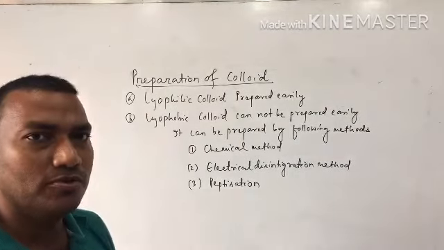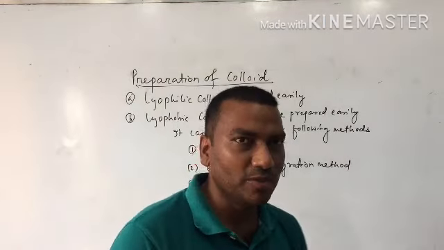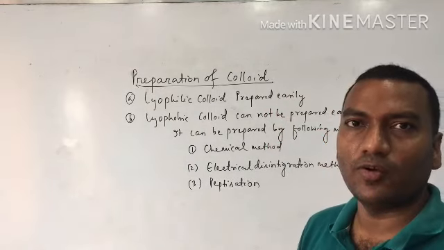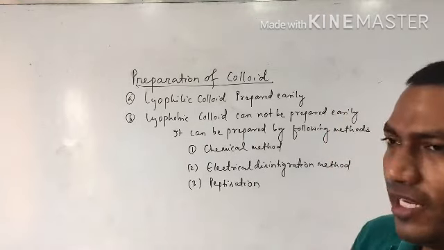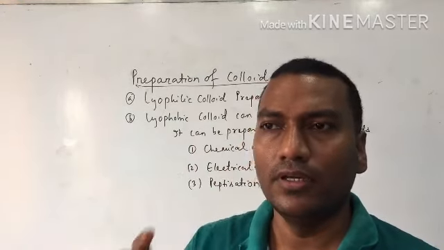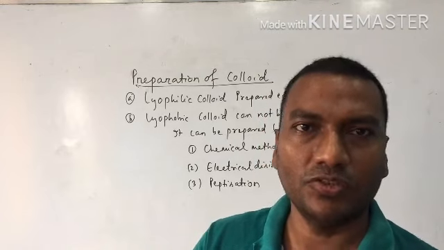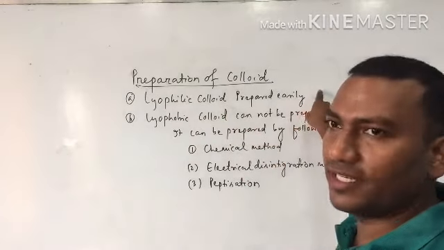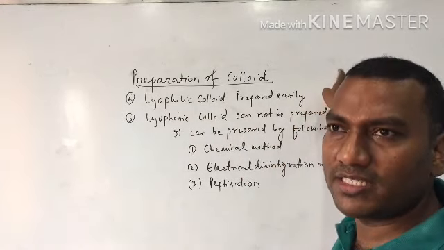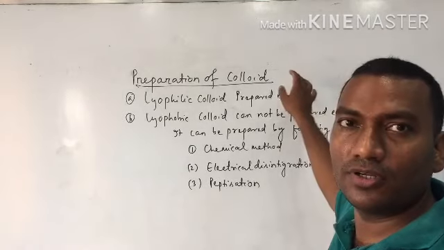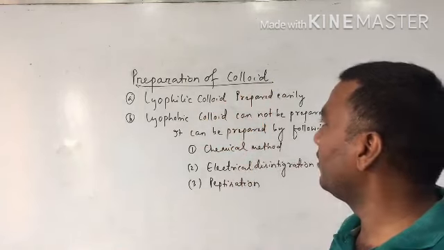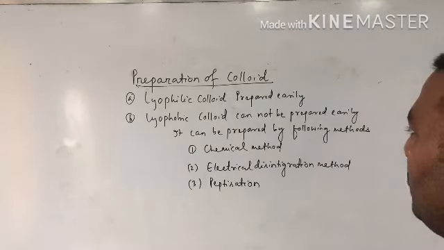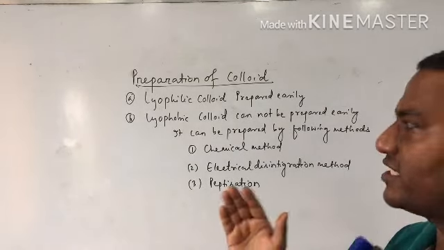So next is preparation of colloidal solution. We know two types of colloidal solution: one is called lyophilic and another is called lyophobic. Lyophilic colloid can be prepared easily. I told you, if you take water and egg albumin, after simple shaking we can prepare it. By simple shaking, warming or stirring, we can prepare lyophilic colloid. But lyophobic colloid cannot be prepared easily. It needs some special technique.